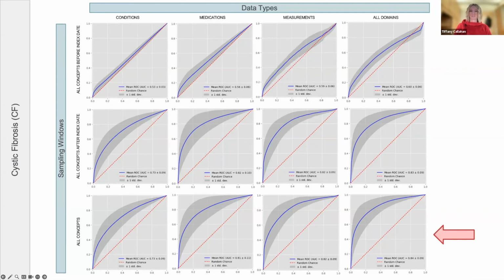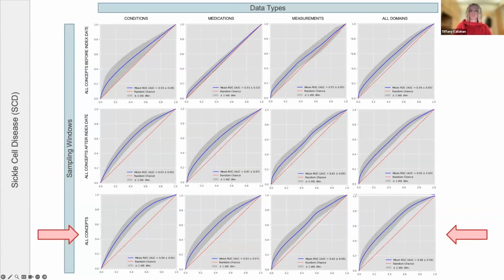The best performance was achieved when using all concepts from all domains. And in general, we can see that regardless of the clinical domain, concepts before the index state tend to do very badly compared to looking at things that happen after an index state or when we're looking at everything together. But in general, remembering the pattern you saw from PKU patients, we do better with medications for this group than we did for PKU. Now we're looking at sickle cell disease.